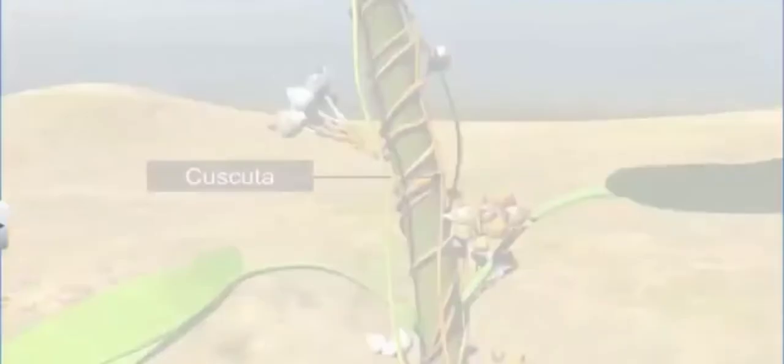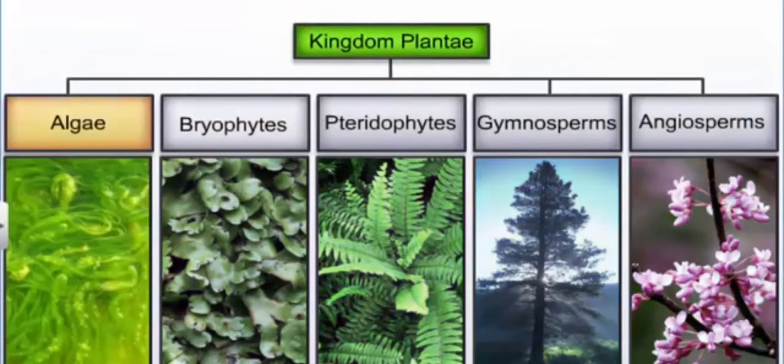The Kingdom Plantae includes algae, bryophytes, pteridophytes, gymnosperms, and lastly the angiosperms.